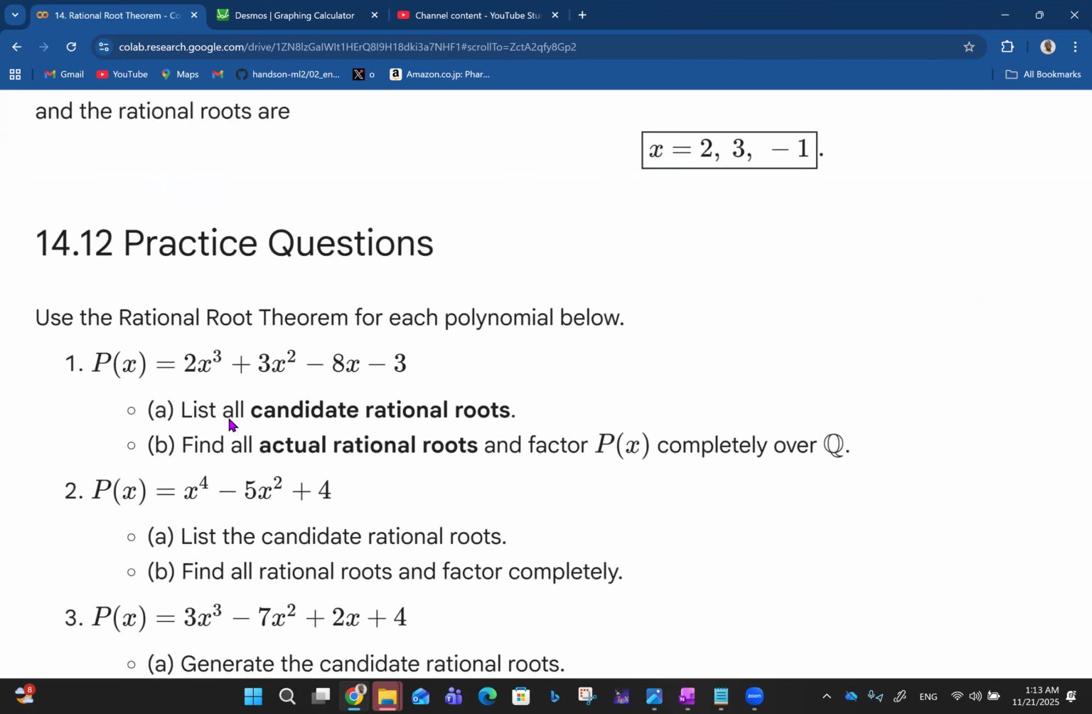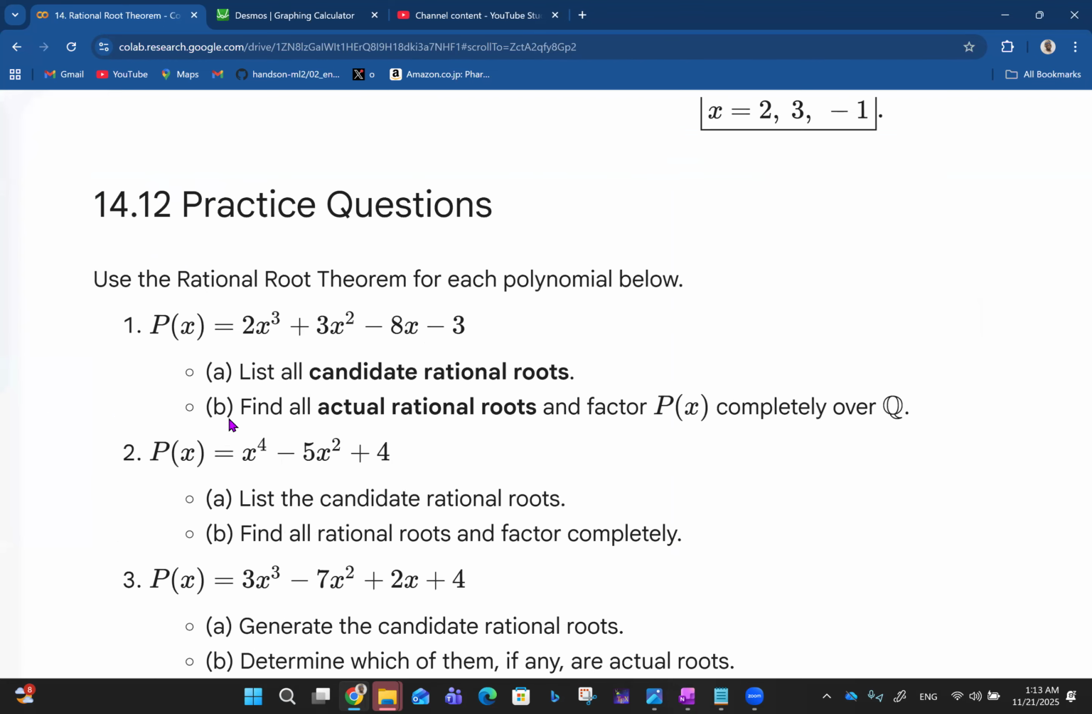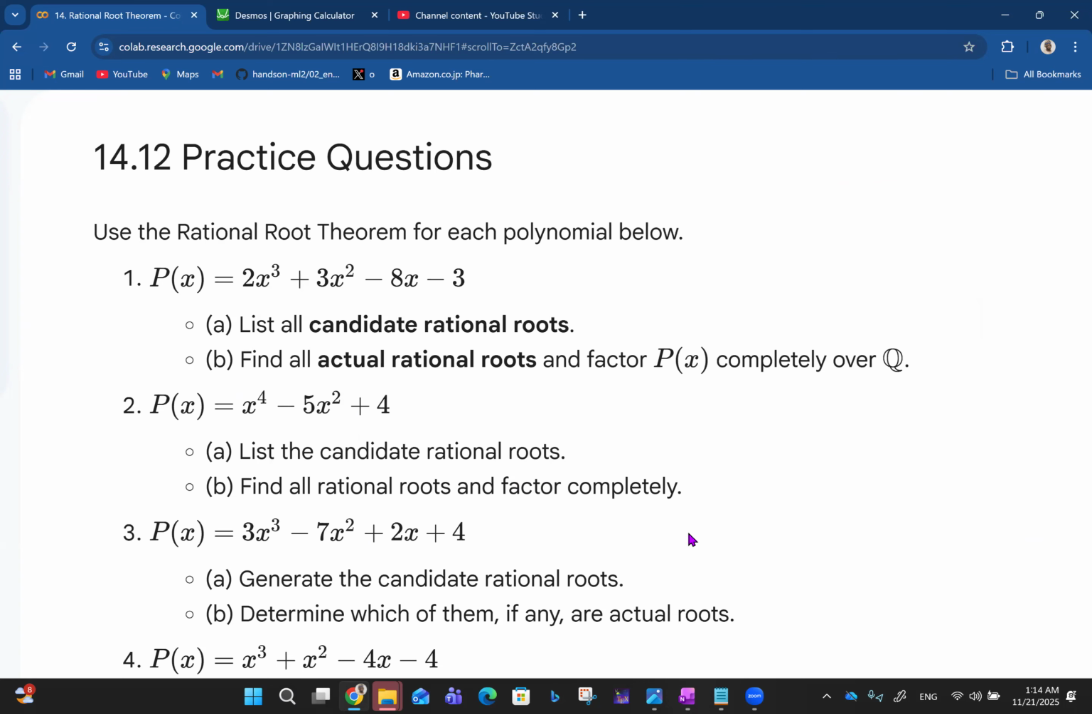I have some practice questions here, and maybe I'll solve question 1 or any. Since I've not done a quartic problem before, I'm going to take this quartic one: x raised to power 4 minus 5x squared plus 4. It's going to be lengthy, but I think it's fine. I've always been solving cubic problems, so let's do quartic this time. The question is: list the candidate rational roots, then find all rational roots and factor completely.